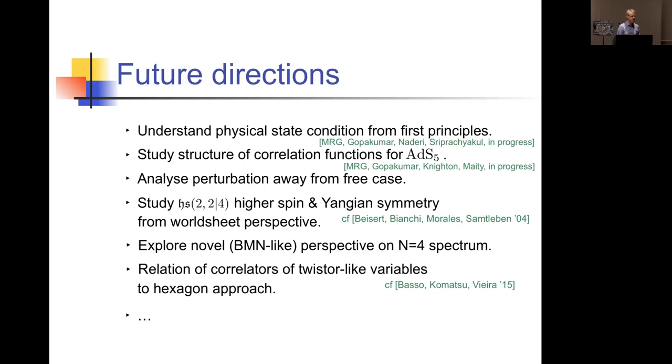Questions? So I have a question. You always say correlation function, but why not spectrum? We already know the spectrum. But the spectrum we've reproduced, right?